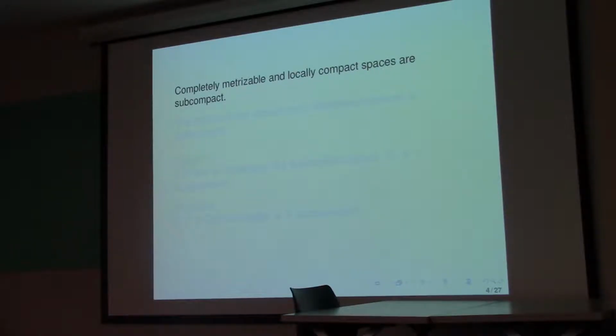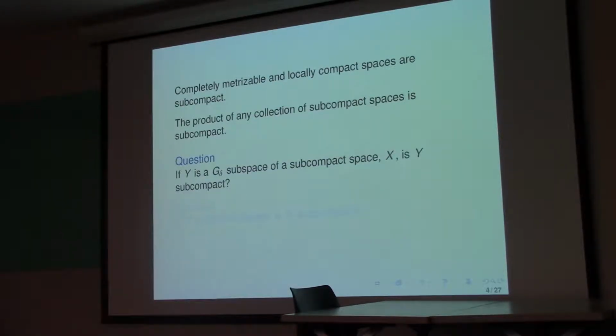Subcompact also enjoys a lot of preservation properties. Open subsets of subcompact spaces are subcompact. Finite unions of subcompact spaces are subcompact. The product of any collection of subcompact spaces is subcompact. And from the previous slide, I claimed that it's natural to ask whether or not G delta subspaces of subcompact spaces are subcompact.